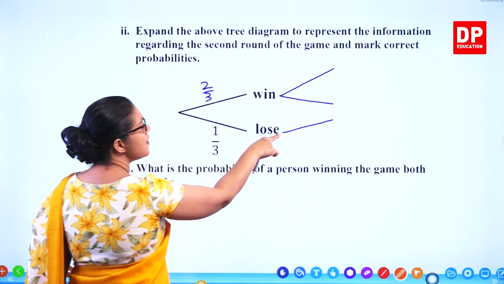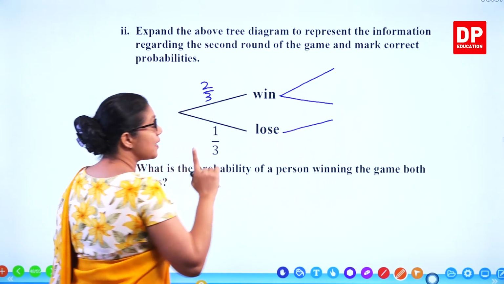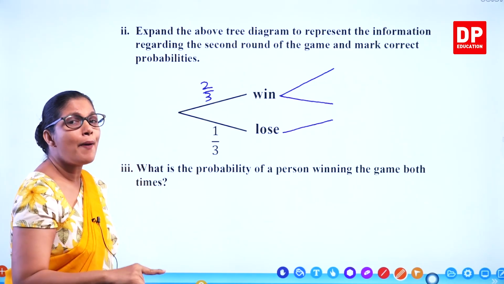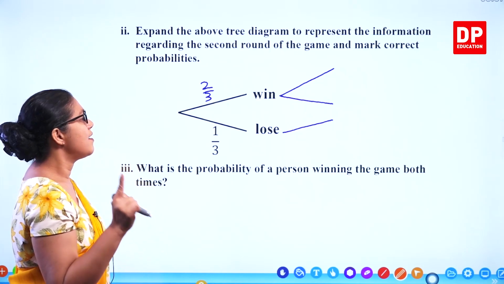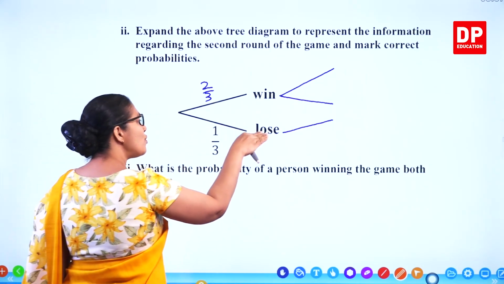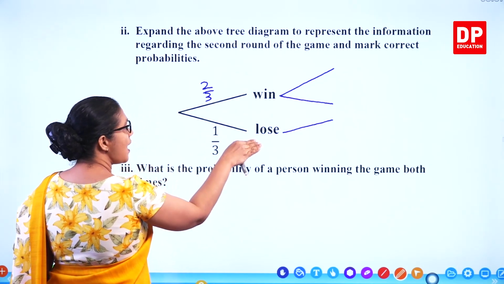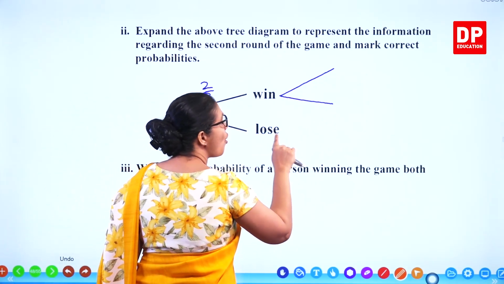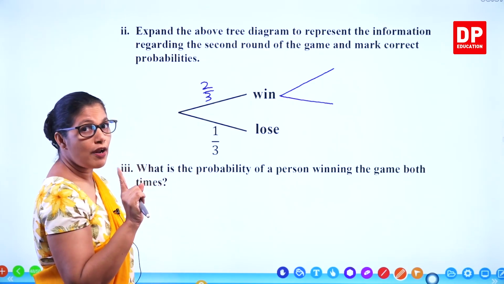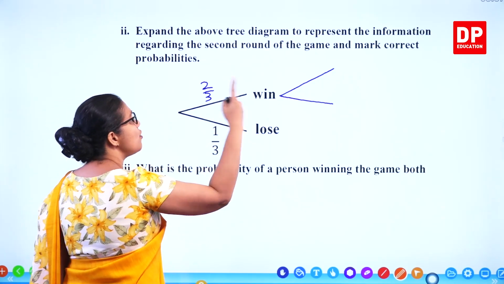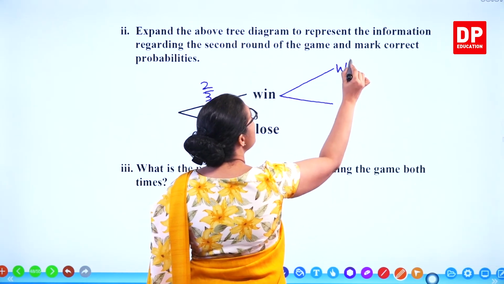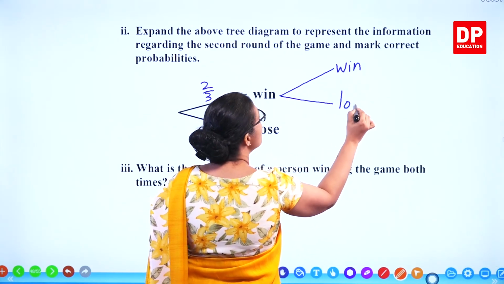Can you draw this path? Just tell me. It says only if you win the first round, you can participate in the second round. So if you lose the first time, you can't participate. So make sure that you don't draw this part. So you can't draw it. Only if you win, you can participate for the second round. So this is win, again win or lose.